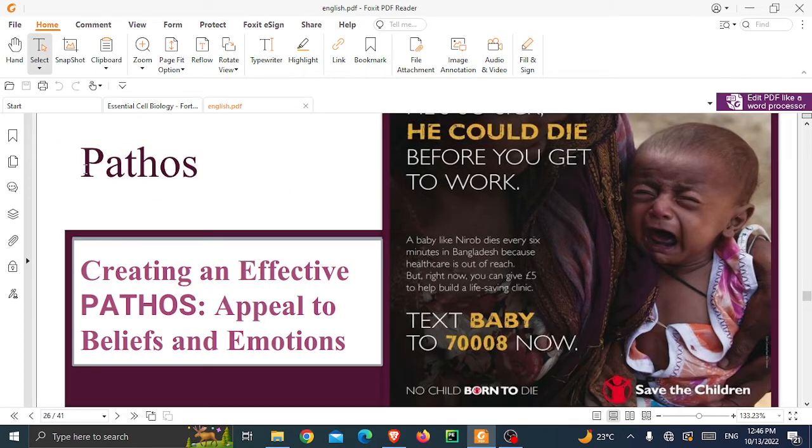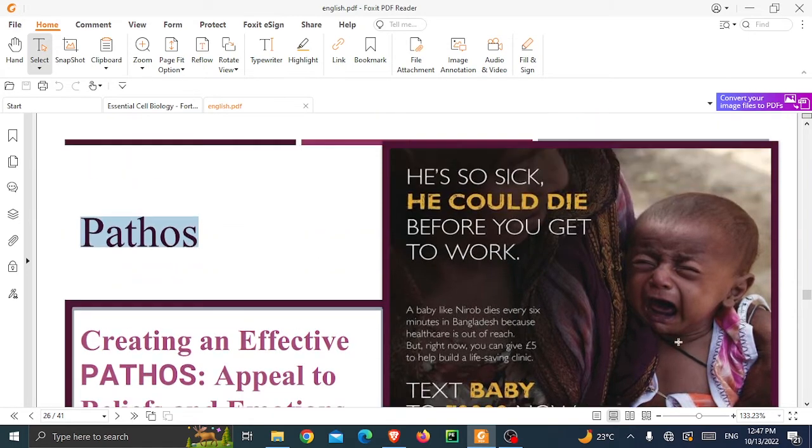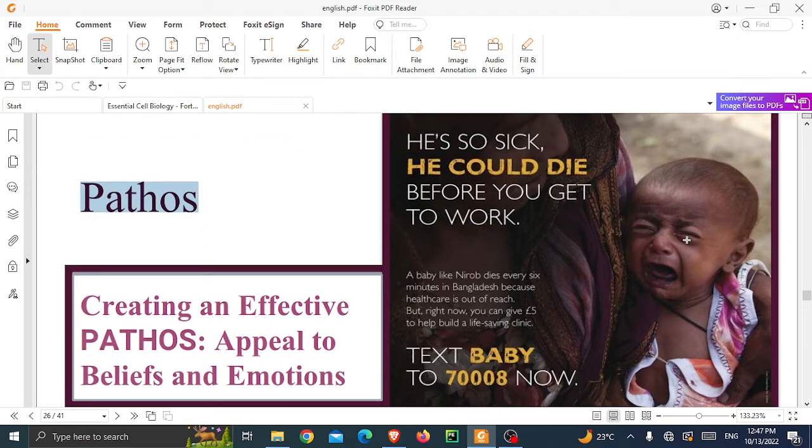We have the third appeal, which is the pathos, the use of emotion to move the audience and convince them. Let's look at this ad. This ad is showing a crying baby, probably a very sick baby. The ad says, he's so sick, he could die before you get to work.